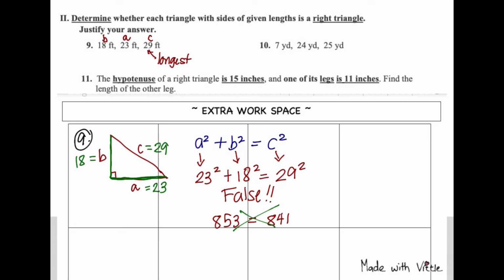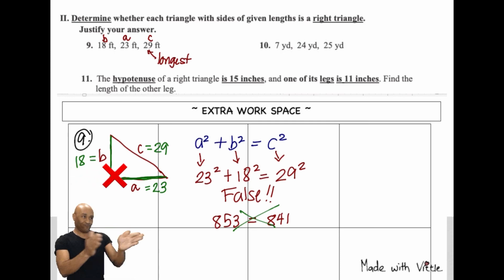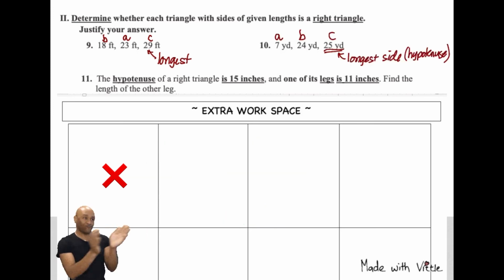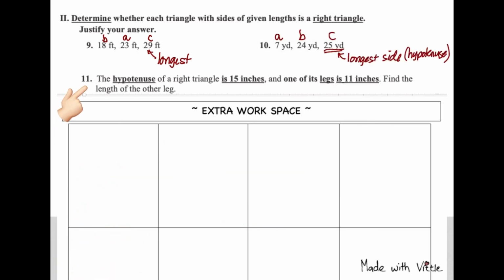So 23 squared plus 18 squared is equal to 29 squared. Is it true? It's going to be false because 853 is not equal to 841. Therefore, in this case, the triangle is not a right triangle. Now work on number 10. Now let's move on to number 11.